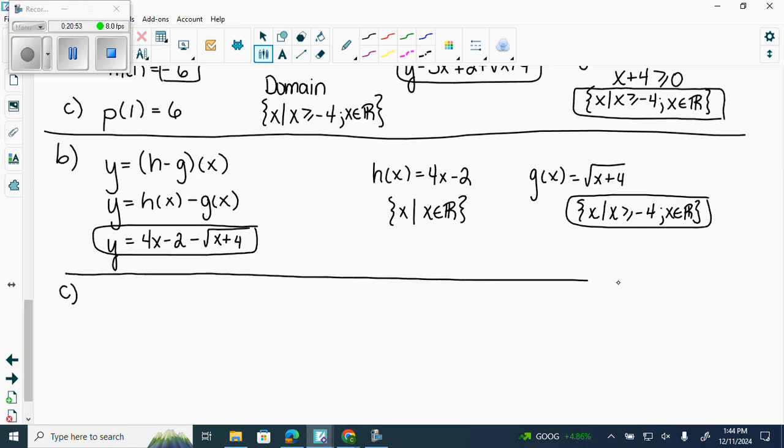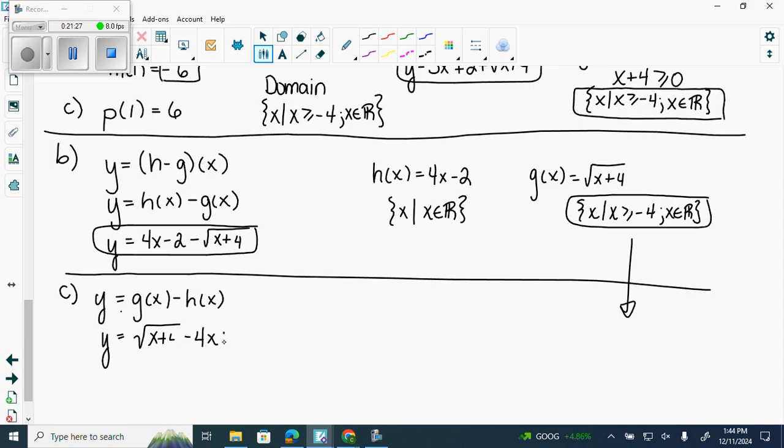So we're going to look at C. C has y equals g of x minus h of x. It's going to have the same combined domain, correct? Because they're the same functions, just in opposite order, right? So its restricted domain is going to be the same. And we're going to get y equals square root of x plus 4 minus 4x plus 2. And that'll be our C.